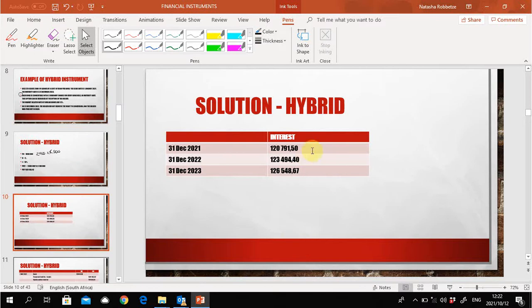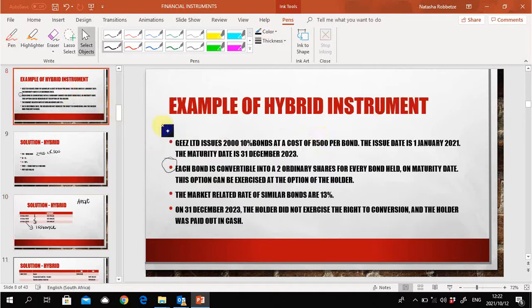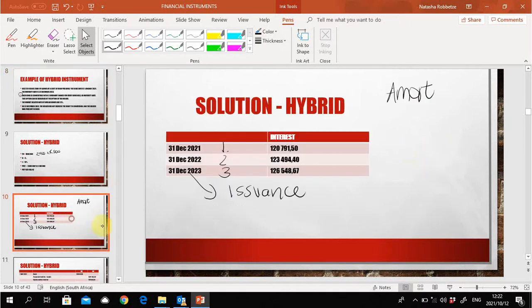All right, then we also have to calculate the interest. This is under your amort function. If you want to know where this was found, it's under your amort table, and this will be amort 1, amort 2, and amort 3. These amorts run in terms of dates, and these dates are determined by the date of issuance. You will see the date of issuance was 1 January, so the first year end will be 31st December 2021. That's how we know what the dates are on this amortization table.